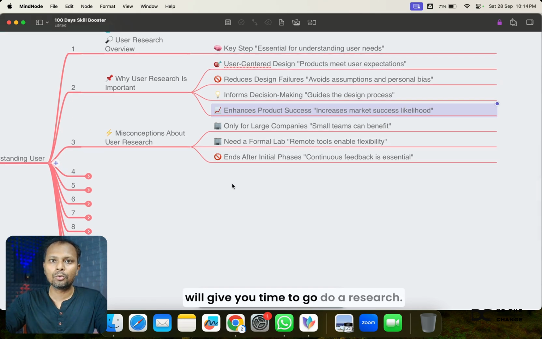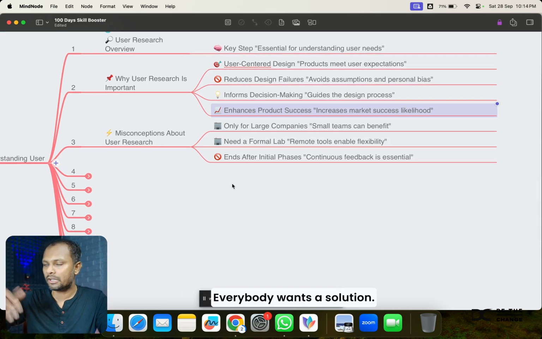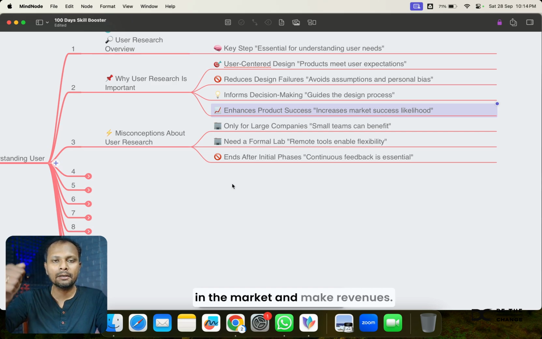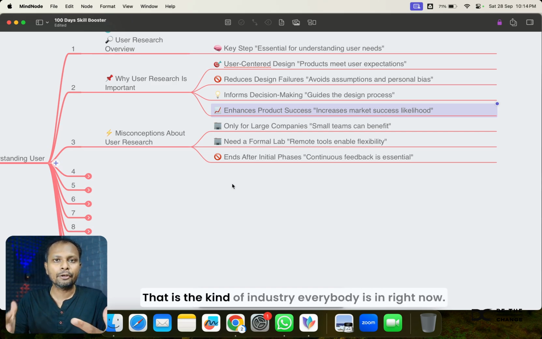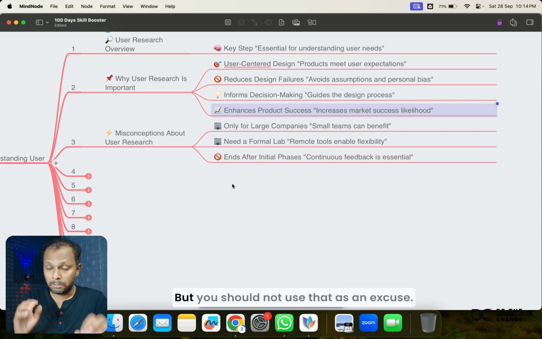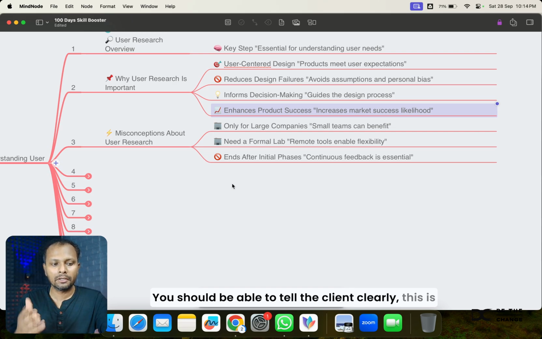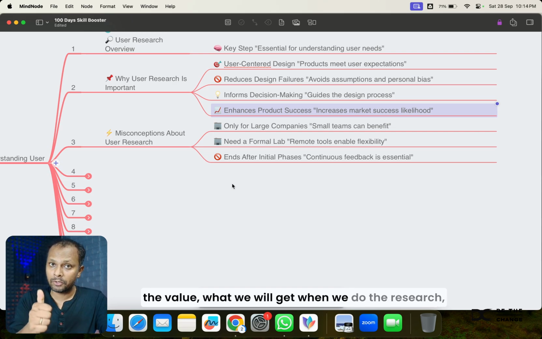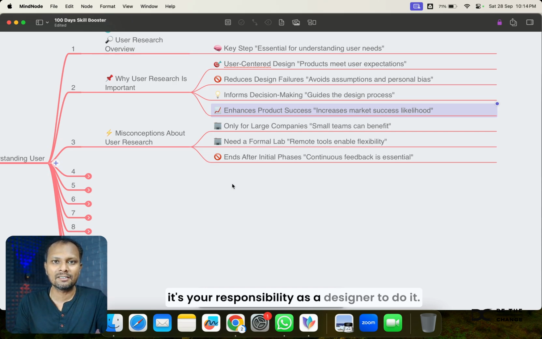So don't use this as an excuse, guys. Nobody will give you time to go do research. Everybody wants a solution. Everybody wants a product to sell in the market and make revenue. That is the kind of industry everybody is in right now. But you should not use that as an excuse. You should be able to tell the client clearly, this is the value we will get when we do the research. It's your responsibility as a designer to do it.